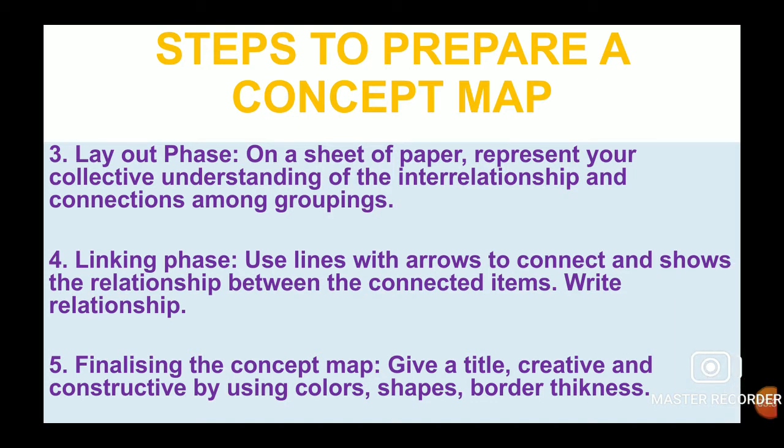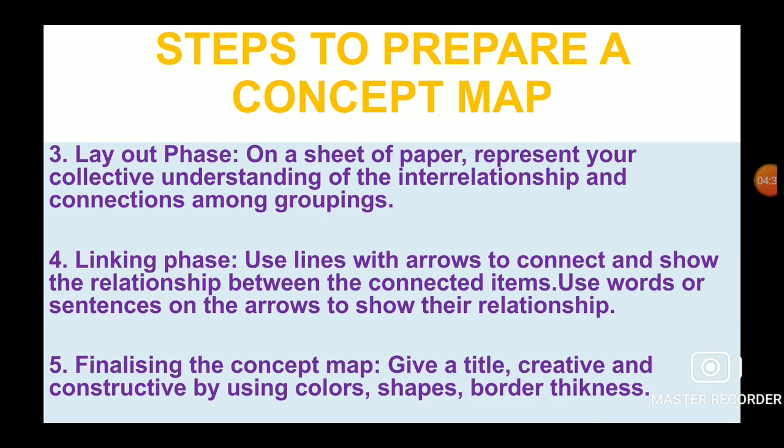Once we have identified the concepts and laid them down on a paper so that we can directly see them, our next step will be to represent our collective understanding of the interrelationships and the connections among groupings. So we first identify the concepts, then arrange them in a way so that we can directly see them. Now we are able to see the interrelationships between the concepts, so it will be easier for us to represent our ideas of the interrelationships that we can visualize.